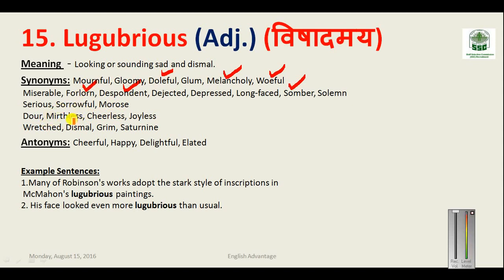Because mirth means happiness. If you are not having happiness, then you are mirthless. Cheerless, joyless. And this is also a very important word, saturnine. Grim, dismal, wretched, and dour. Okay, so many words I have included. And the antonym for this word, lugubrious, will be cheerful, happy, delightful, and elated. When you are extremely happy, you are elated. Delightful, okay.